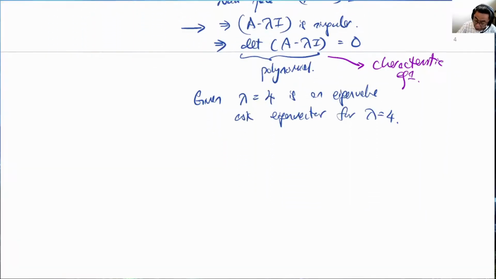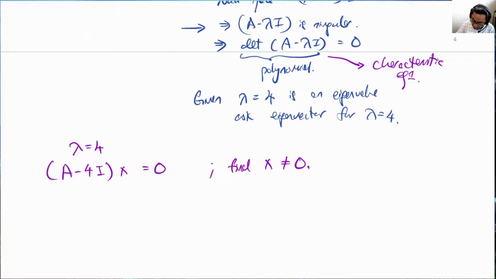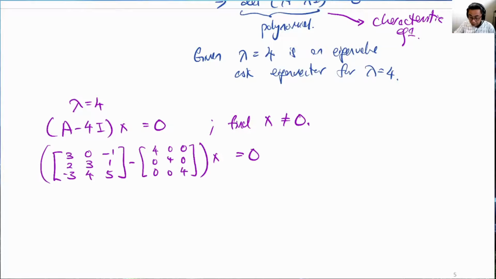Given lambda equals 4, we want to find x such that A minus 4I times x equals 0. We want to find the set of non-trivial solutions, x that is non-trivial, such that this equation is true. So we write out the entire A, we multiply 4 by the identity, and we perform this subtraction, and we're still trying to solve for x with the right hand side equal to 0.